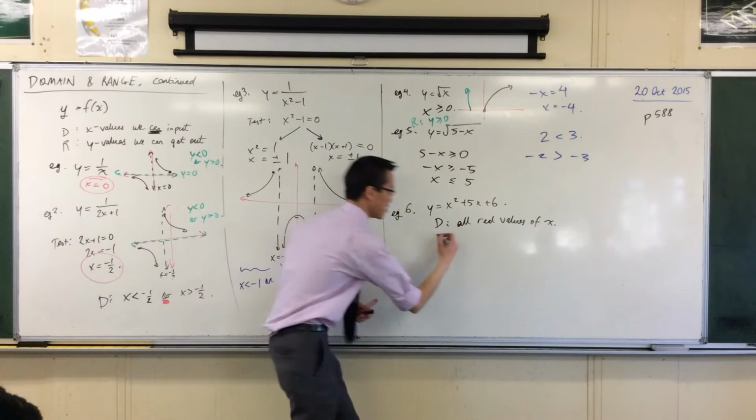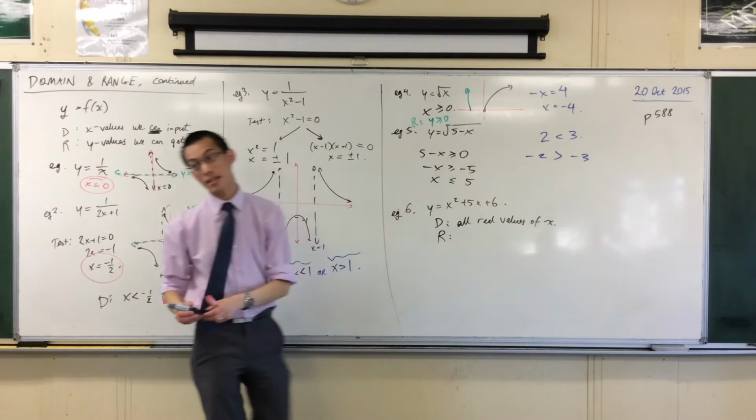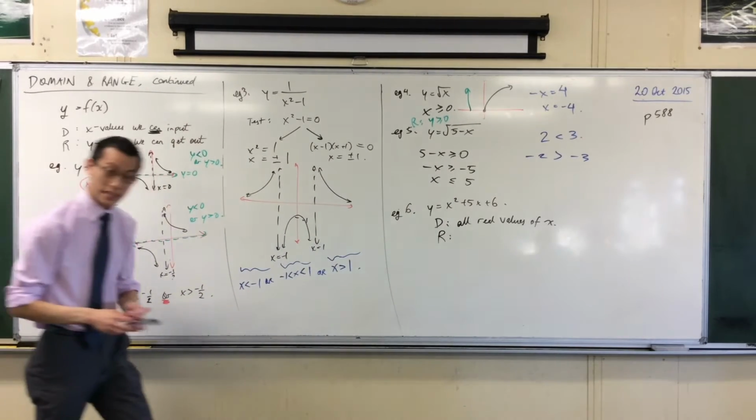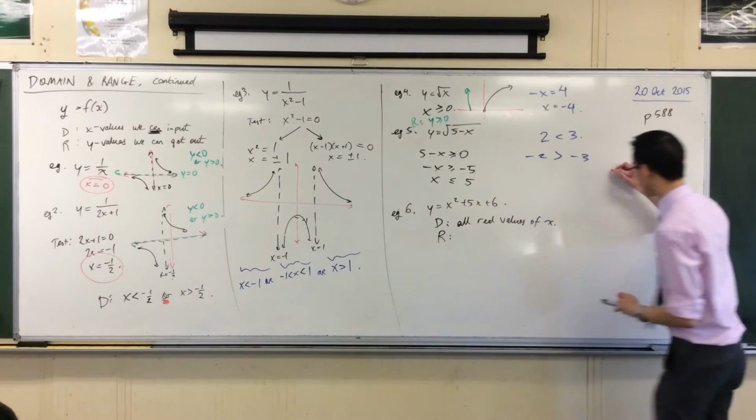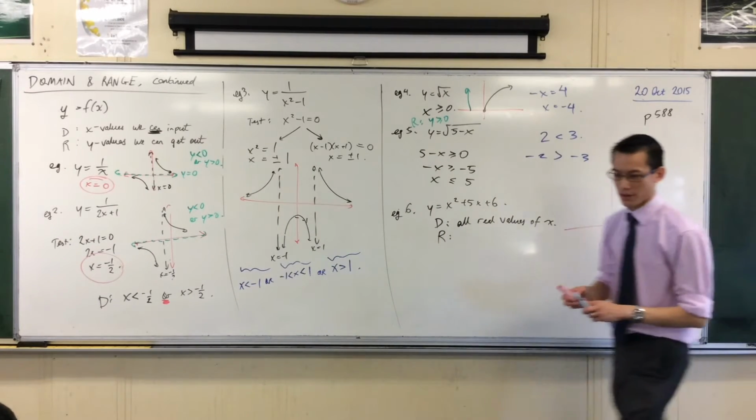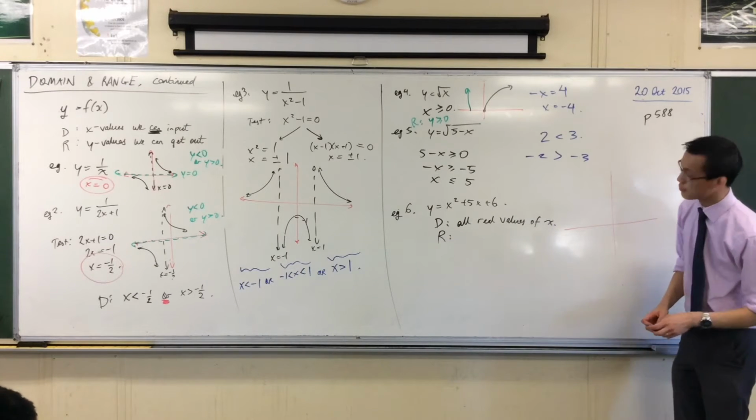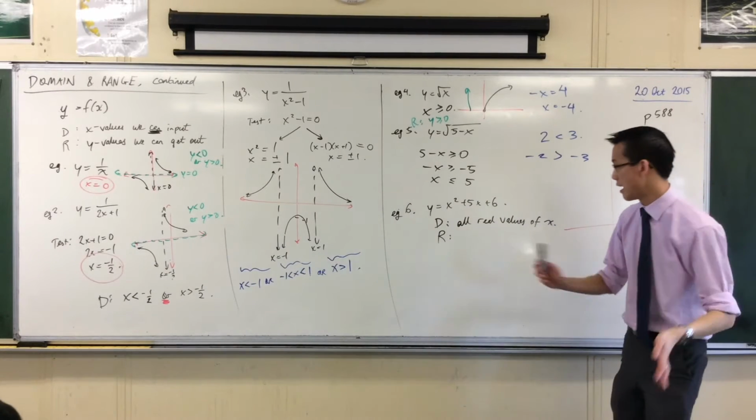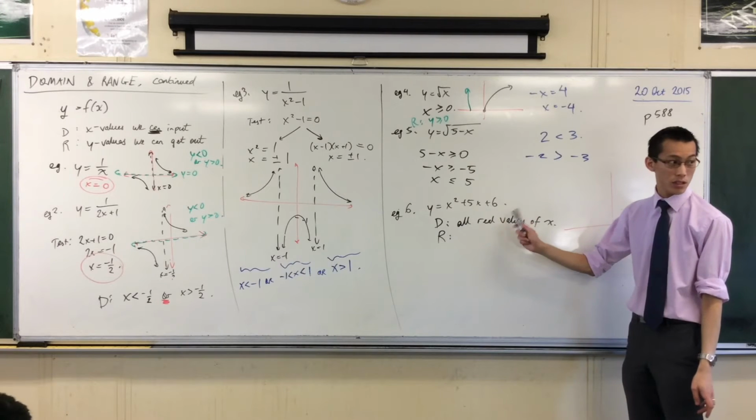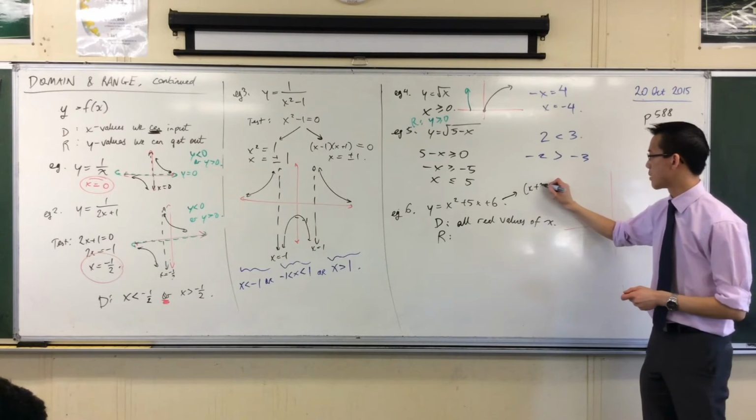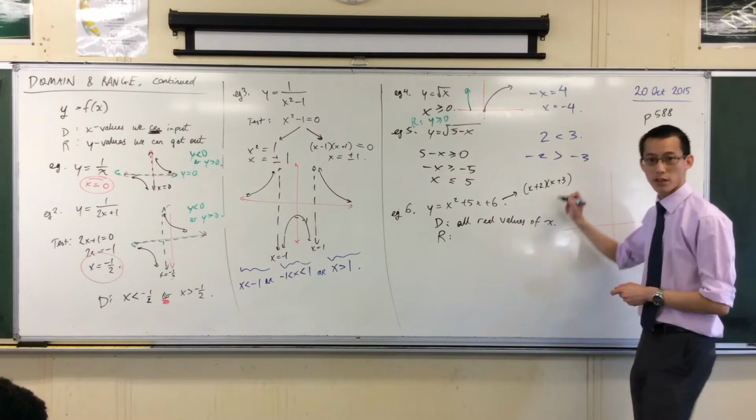Now when we get to range, things get a little sneakier. y equals x squared plus 5x plus 6. Let's get a really brief picture of this. If you factorize it, what would you get? x squared plus 5x plus 6. Got a pair of numbers, add to this, multiply to this, what's your pair of numbers? 2 and 3, right? So this is my factorization. Do you agree with that?